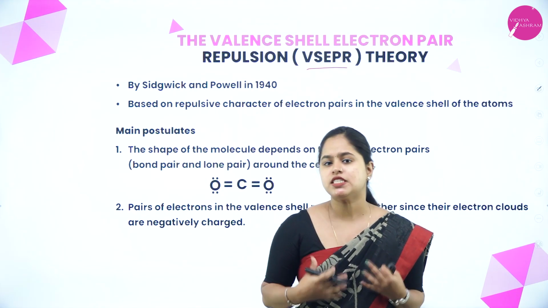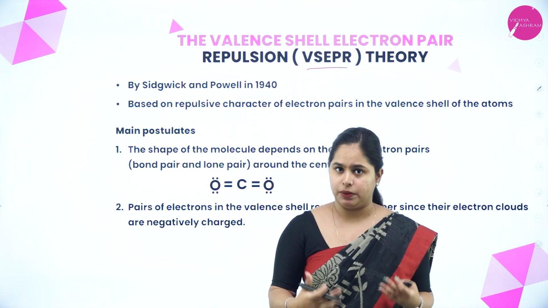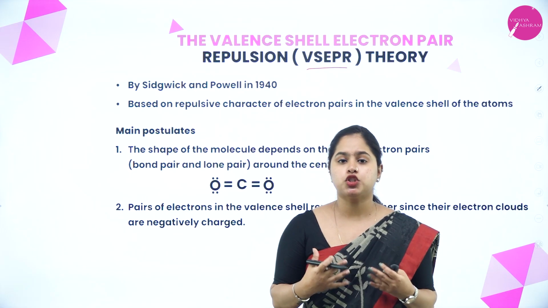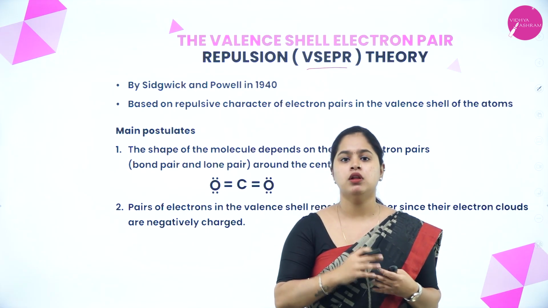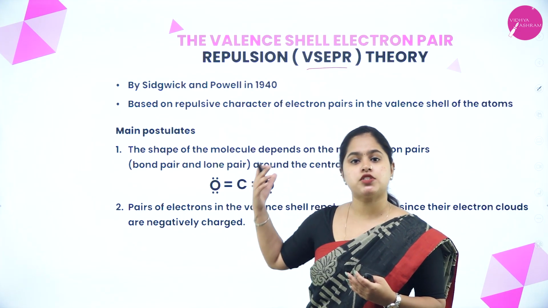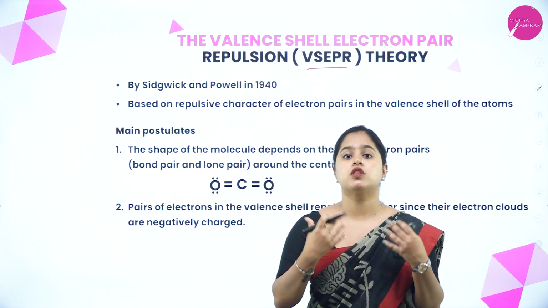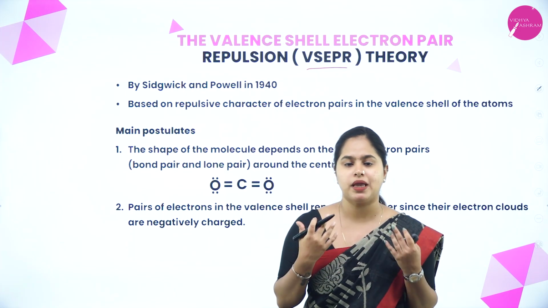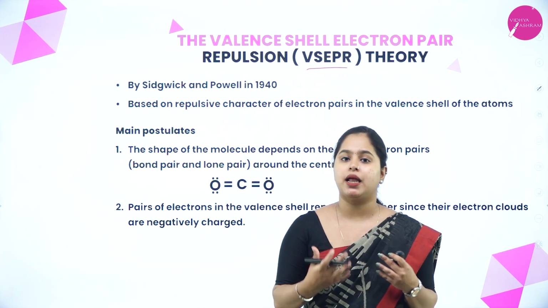So when we were studying about that, we understood that the Kossel-Lewis approach to chemical bonding was not able to predict the shape of the molecule, right? They were able to represent the molecule, but were not able to predict the shape of the molecule. Then came this VSEPR theory, by which the shape of the molecules or the geometry of the molecules could be predicted.